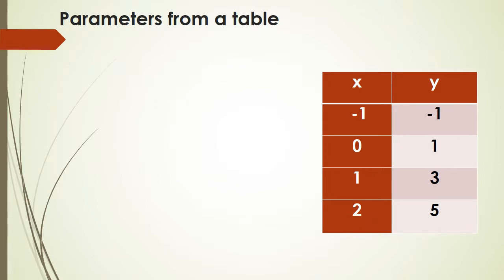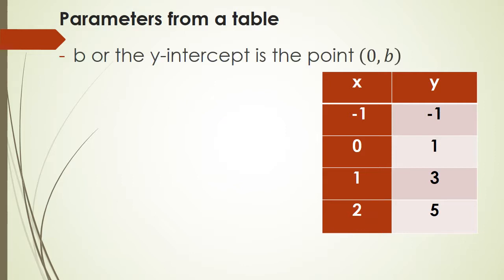Now let's take a look if we can identify the parameters of a line from a table of values. So in this table of values, we're trying to find the slope and the y-intercept. The first thing I'm going to try and find is the b value, or the y-intercept, which has an x value of 0. So looking at the table of values that I have here, I can see that the y-intercept is 1. So b in this case is going to have a value of 1.